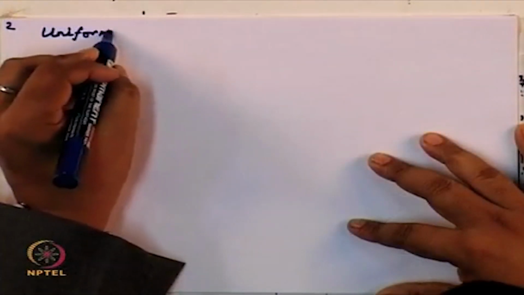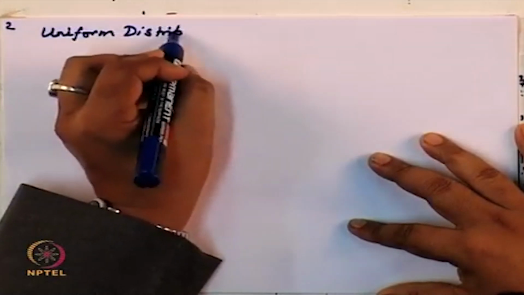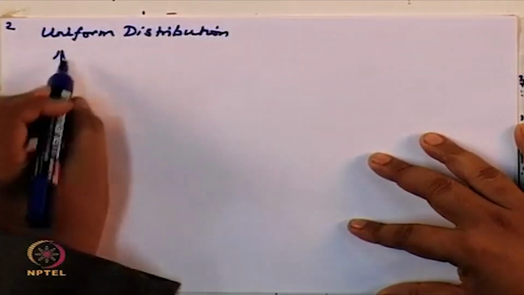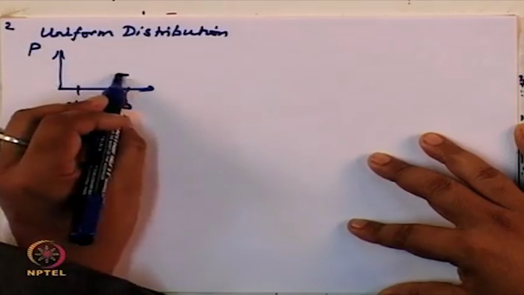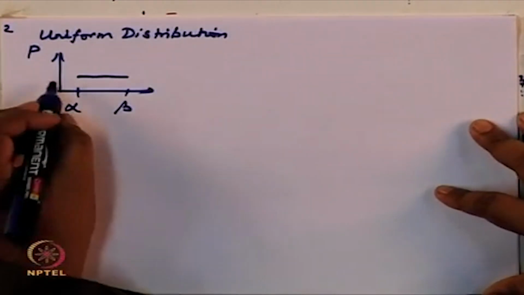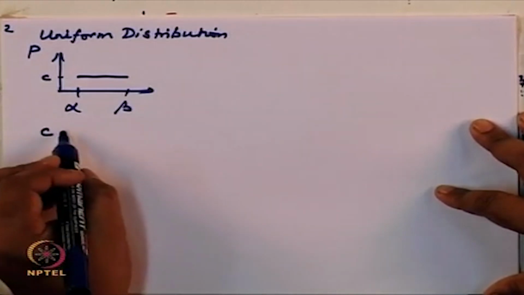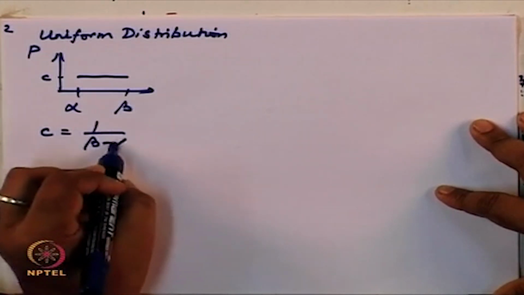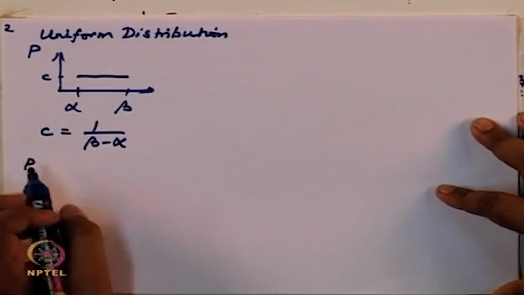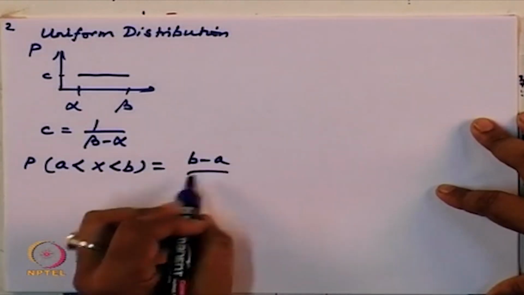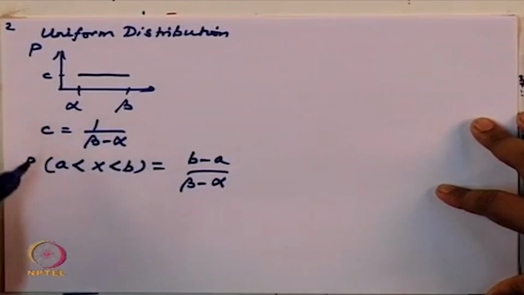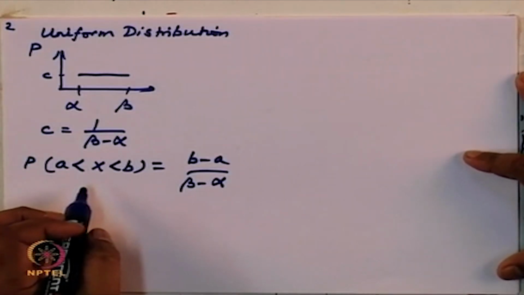Other than the Poisson distribution, the other distribution we discussed yesterday was the uniform distribution. For a uniform distribution, in a range alpha to beta, your probability is uniform, it is a constant. And this constant c is given by 1 by beta minus alpha. So, the probability of a less than x less than b is b minus a by beta minus alpha.